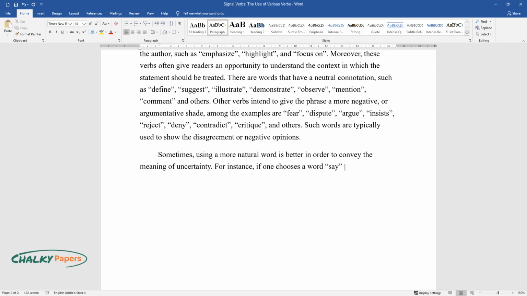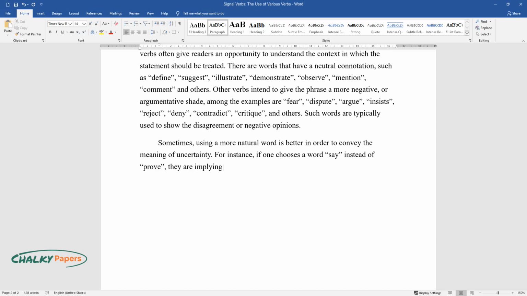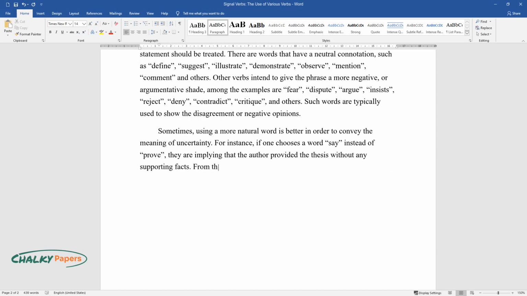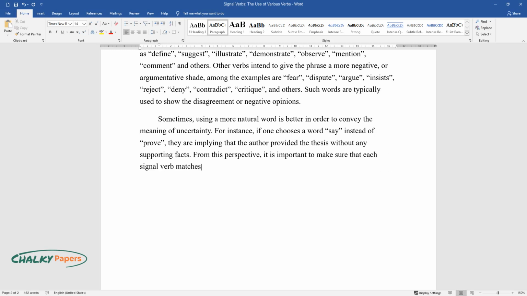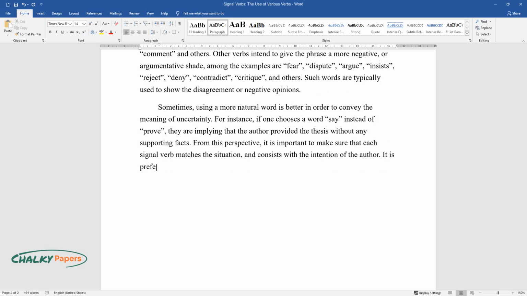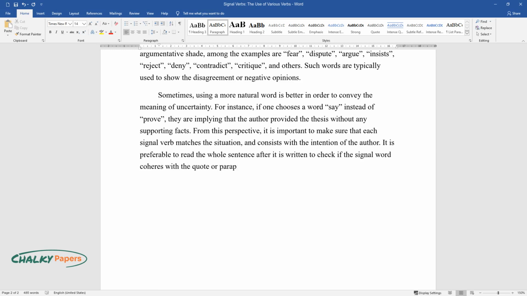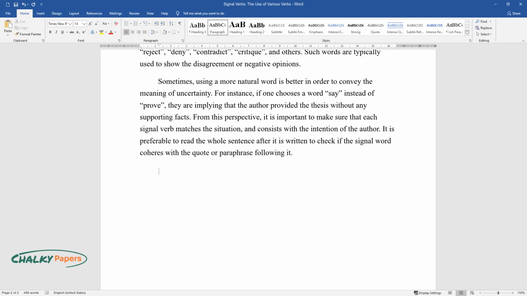For instance, if one chooses the word say instead of prove, they are implying that the author provided the thesis without any supporting facts. From this perspective, it is important to make sure that each signal verb matches the situation and is consistent with the intention of the author. It is preferable to read the whole sentence after it is written to check if the signal word coheres with the quote or paraphrase following it.